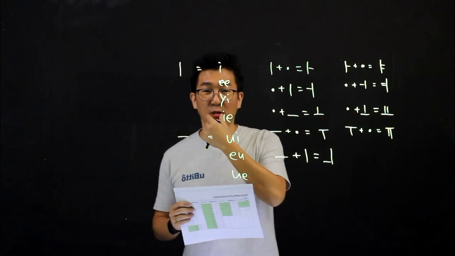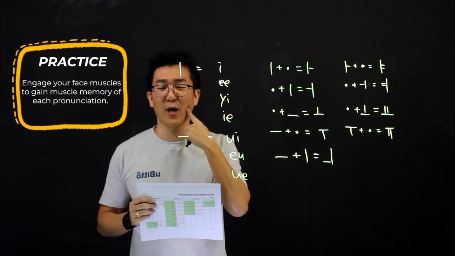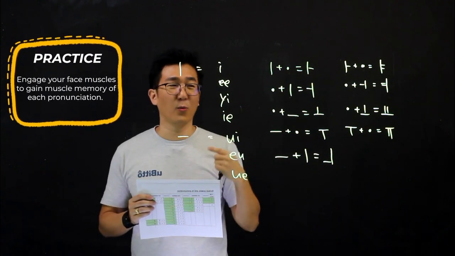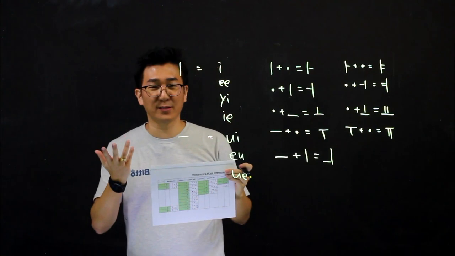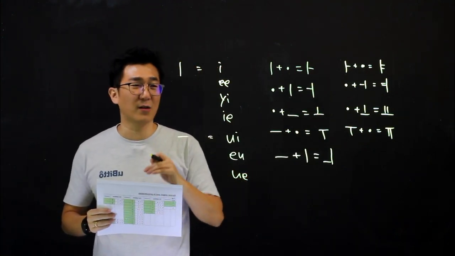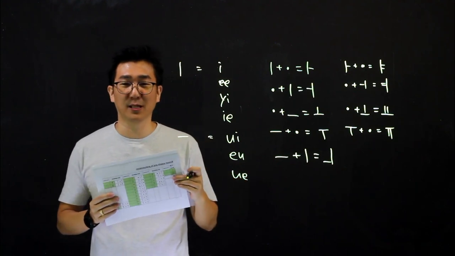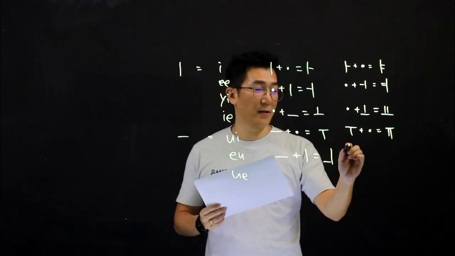You need to make sure that you are training your muscles so that your muscle remembers where exactly it's supposed to be when you make these vowel sounds. And then maybe the first time you will have a little bit of pain on your muscles around your mouth, because you never utilized those kinds of muscles before learning the Korean language. Now, there are a couple more.